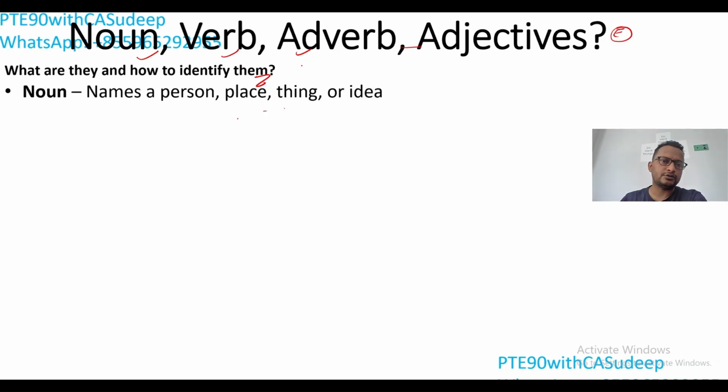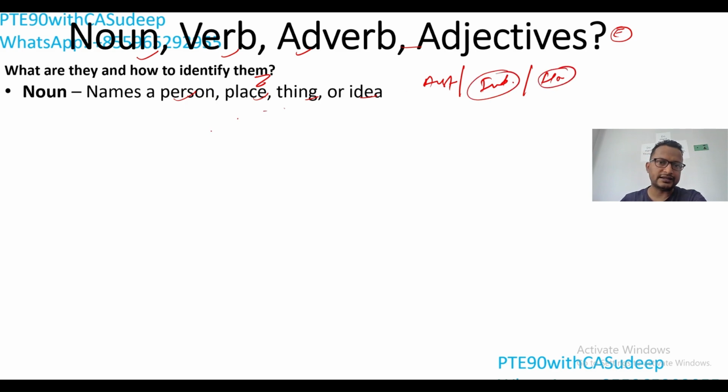Okay, first is noun, right? In school, I think you might have learned that a noun is the name of a person, place, thing, or idea. For example, Australia is a noun, right? And for example, India is a noun. For example, house is a noun. It talks about a thing, right? It talks about a place name, right?